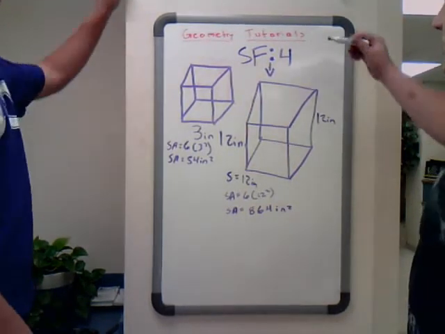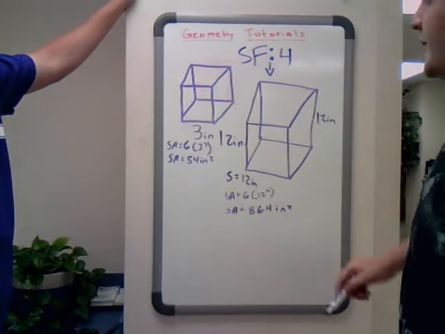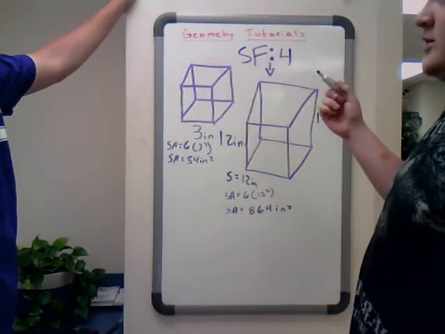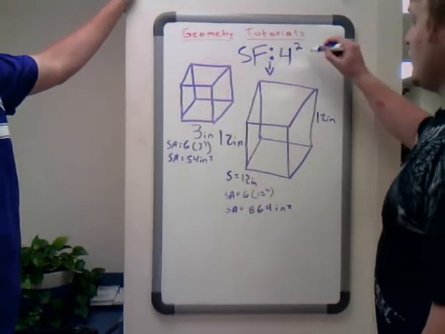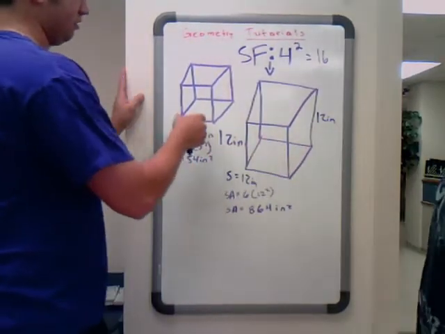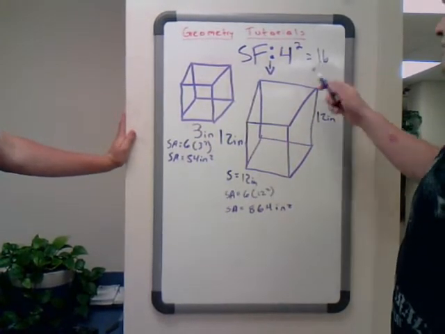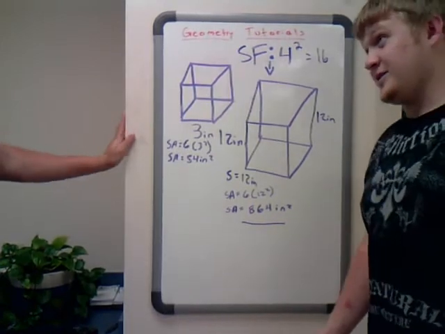Sure. Given that your scale factor is 4 and you have 2 similar figures, you take that 4, and since you're finding area, which is square units, you take the 4 and you square it, which is equal to 16. Which is how many times larger this one is than this one. Correct. You take the original surface area, multiply it by 16, and you get 864. That's a way to make it easier.